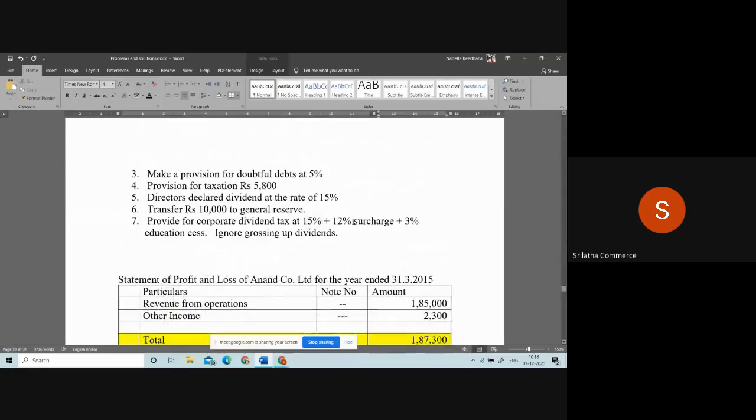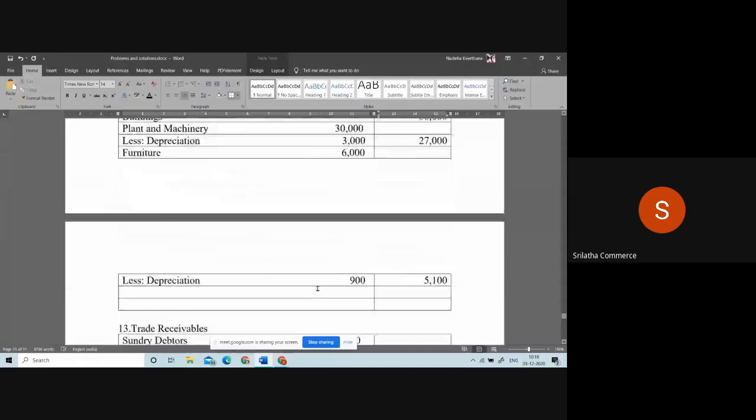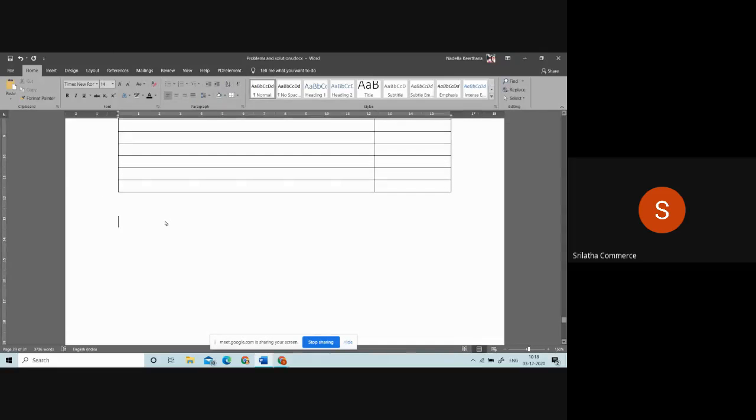Corporate dividend tax: 15%, 12%, 3%, ignore grossing up of dividends. So first we have to calculate corporate dividend tax, after all your adjustments and working notes. Calculation of corporate dividend tax. Now first, what we are going to do is the basic rate.